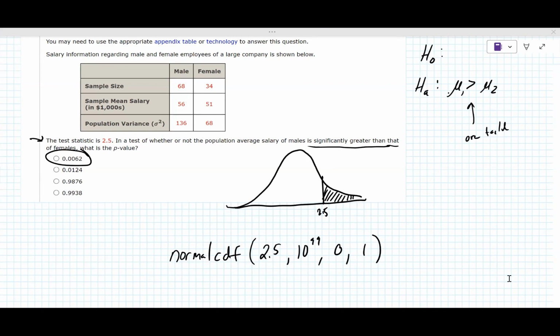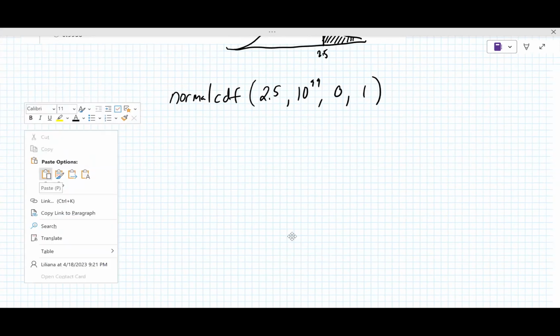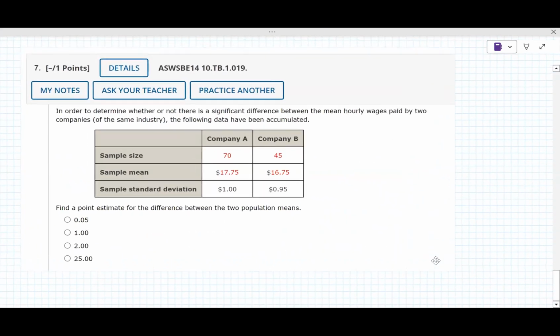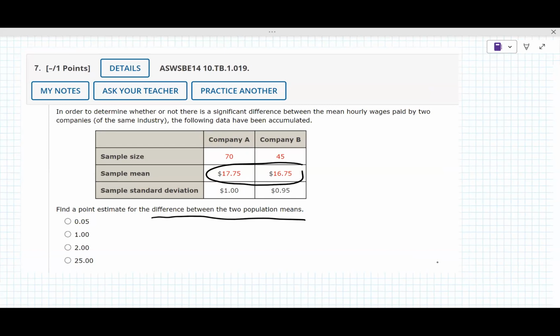Okay, here we go. Next question here. It says find a point estimate for the difference between the two population means. Here are your two population means. Okay. Even though it says point estimate, they just mean take the difference between them. Okay. What is the difference between the two means?